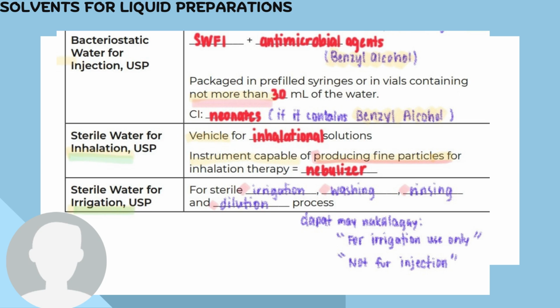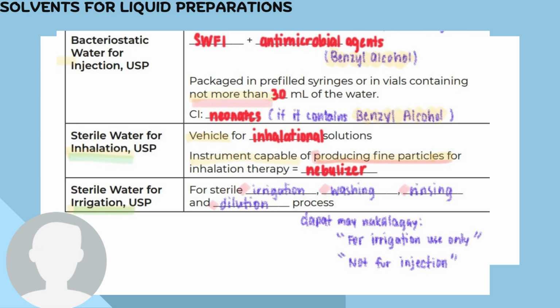Okay, summary for the three: bacteriostatic water for injection (USP). It is used for multi-dose and not for neonates, kay naa siya'y benzyl alcohol. Okay? It can cause benzyl alcohol toxicity for neonates. And the description or use: sterile water for injection plus antimicrobial agent si bacteriostatic water for injection.